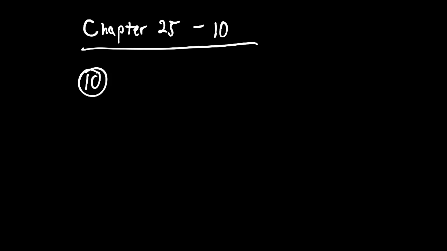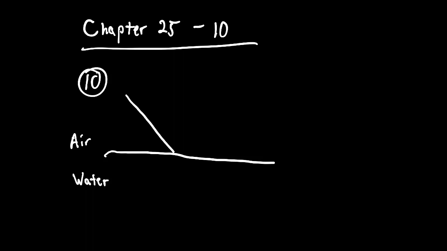So this is the picture that we have basically drawn in the book. We have this interface. So up here we have air, and down here we have water. And we're looking down into the water. What happens when light hits water? Does it keep going straight? No, what happens to it? It diverges, it moves.